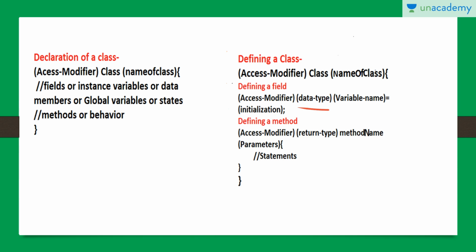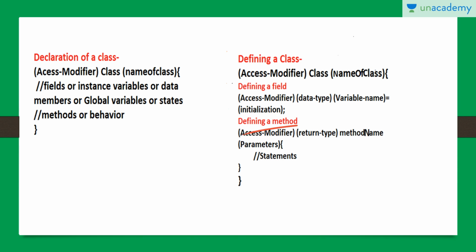Now the data type can be int, float, any data type that we have available in Java. After that we have to write the variable name. Variable name means, like we have seen int a, float b, so a and b are the variable names. Okay, after that we have to do the initialization, I mean giving memory to that variable. Now this is for a field.